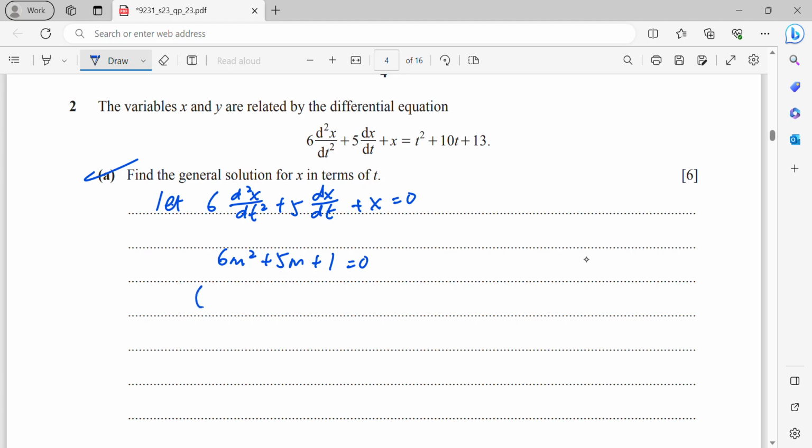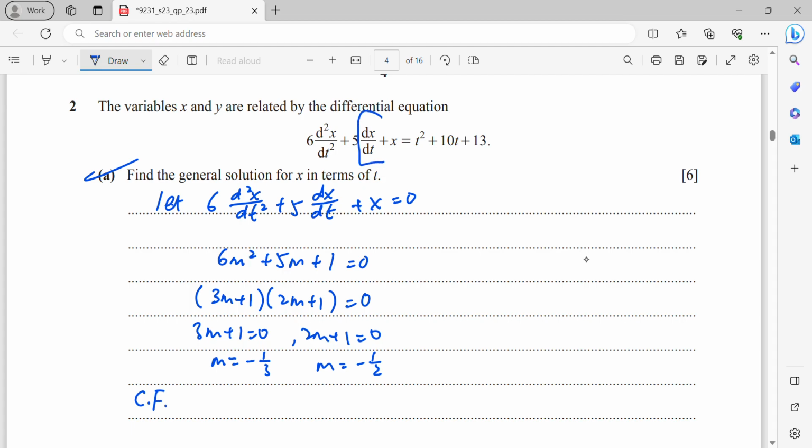Then factorize this quadratic equation and you'll get 3m plus 1 times 2m plus 1 equals 0. When 3m plus 1 equals 0, your m will be negative 1 over 3. Then 2m plus 1 equals 0 means your m is going to be negative half. Now I get two different roots, which means my complementary function, be careful with this, this is dx/dt, therefore your solution will be x in terms of t. So x equals a e to the negative 1 over 3 t plus b e to the negative half t. So this is my complementary function.